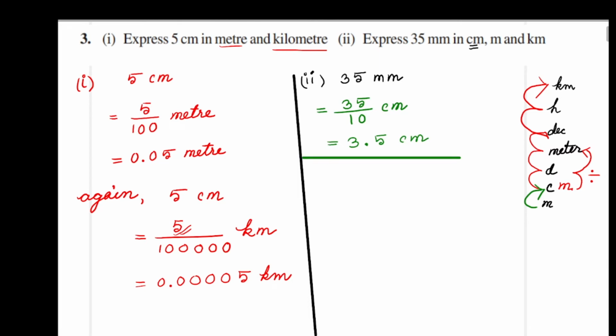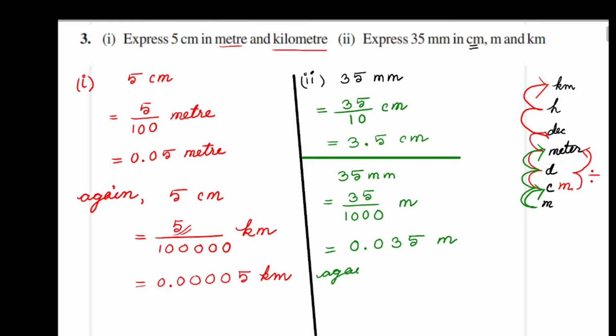Next, 35 millimeter we have to convert into meter. So how many steps? 1, 2, 3 steps. Yes. So 35 divided by 1000, it will be meter. So 0.035 meter.